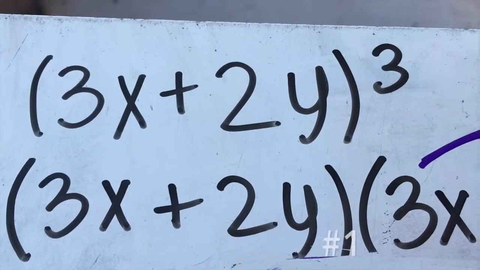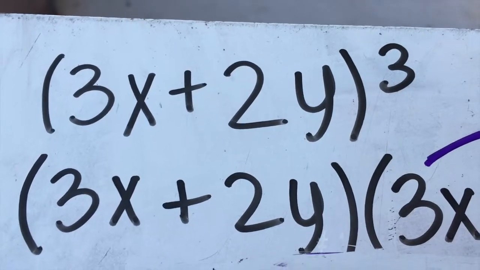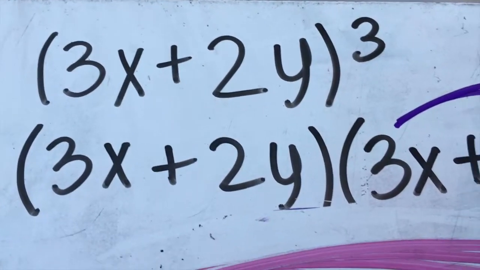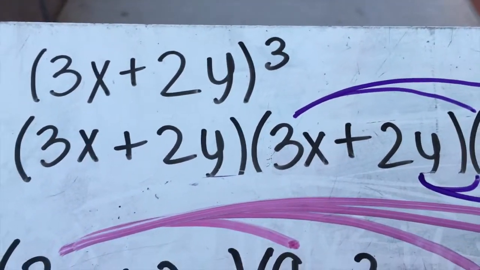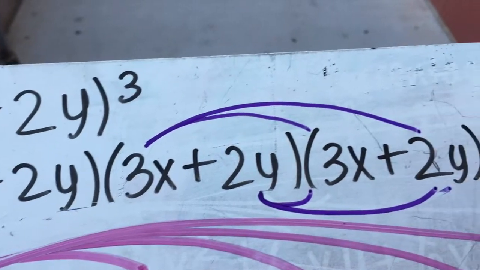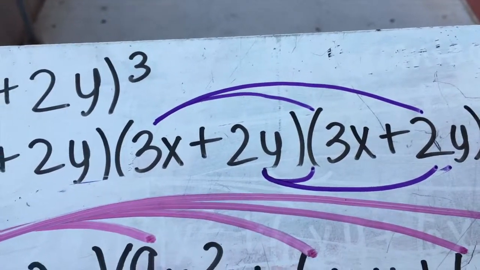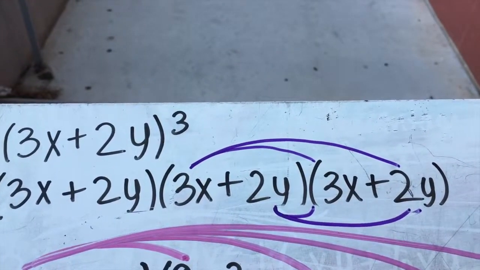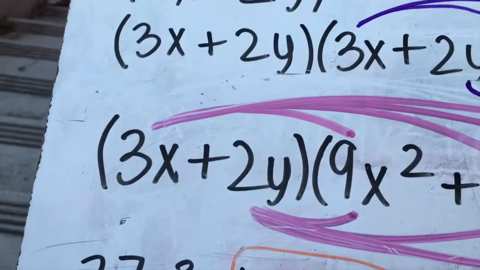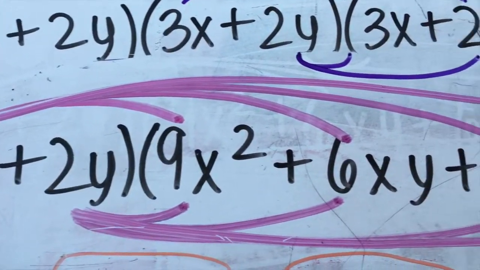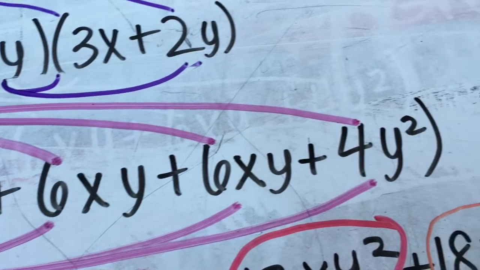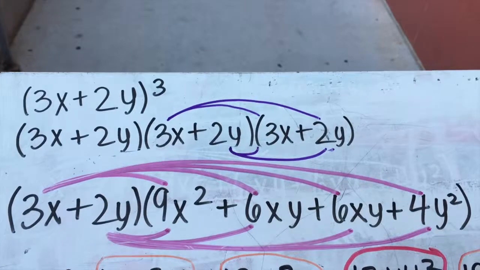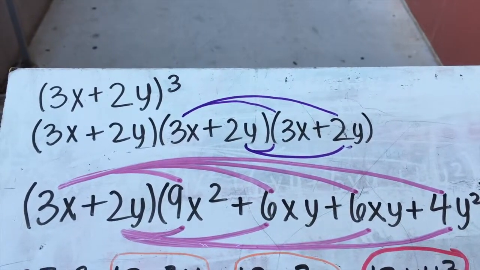First, you have 3x plus 2y cubed, or to the third power. Then you separate it into 3 separate binomials and you do the double distribute method. And then you get 3x plus 2y times 9x squared plus 6xy plus 6xy plus 4y squared. Then you do the same method, the double distribute method, again.